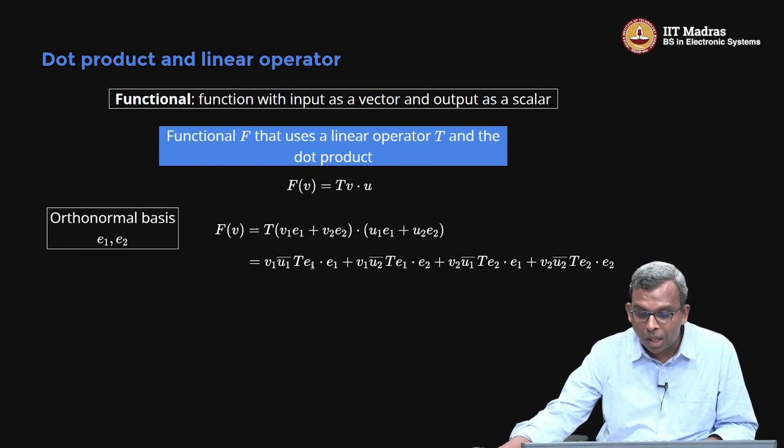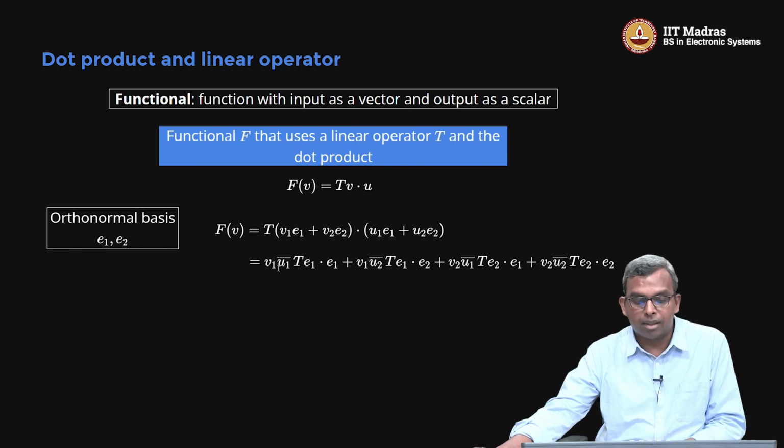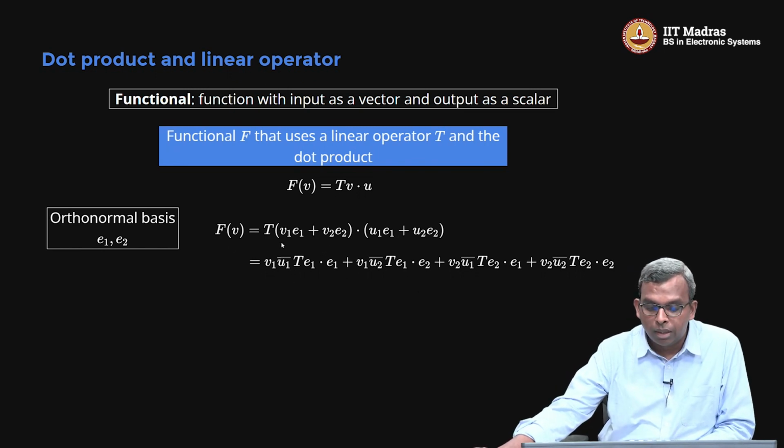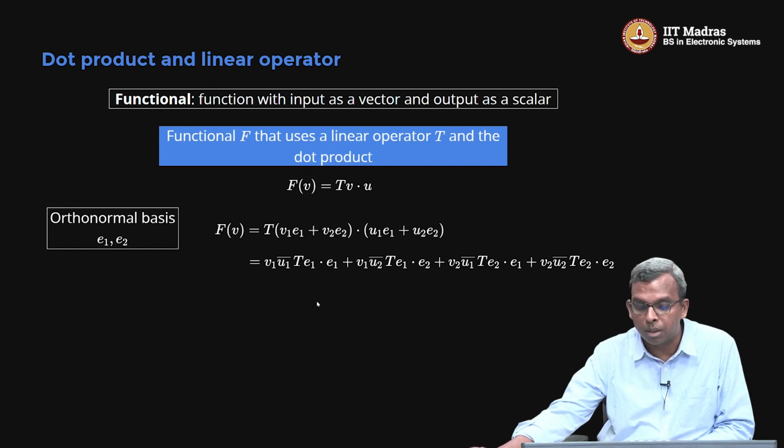Now I'm going to do a couple of clever things here. Notice this f of v, now thinking of u as fixed and v as the variable, is v1 times something, some complex number, plus v2 times another complex number. So I can write it as an inner product of v with something.